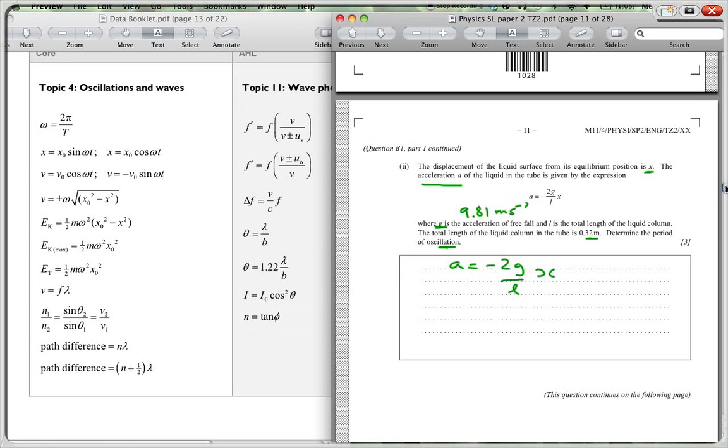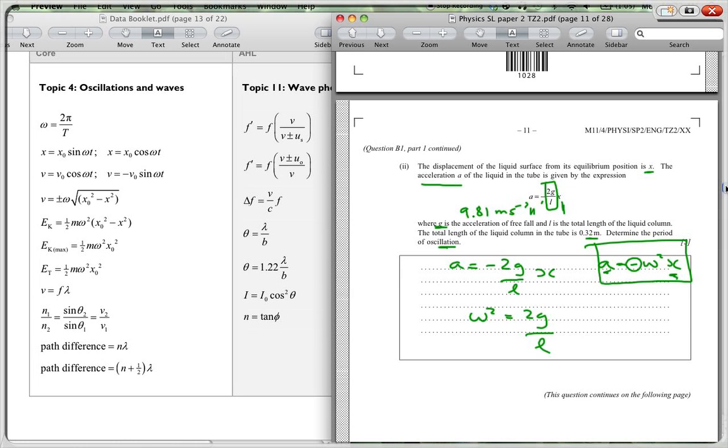Now, to do this, we need to think of our formula that a is equal to minus omega squared x. So when we compare these two, we see that omega squared is equal to 2g over L. This is your definition of simple harmonic motion, that your acceleration is always proportional to the x. As it is here, you can see that it's proportional to x, and it's towards the equilibrium, so it's always in the opposite direction to the direction that x is taking. Here we get this negative. 2g over L is a constant.